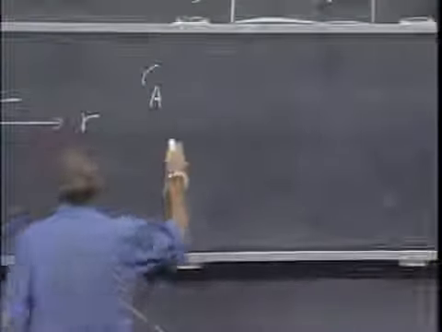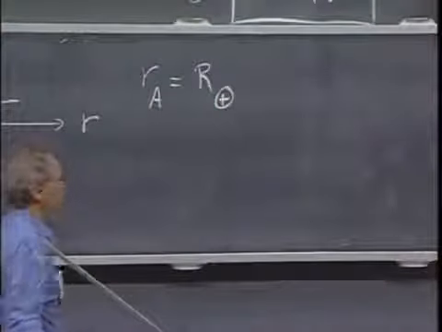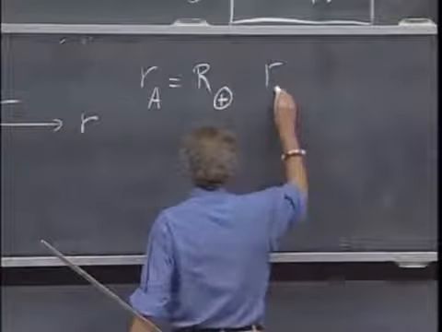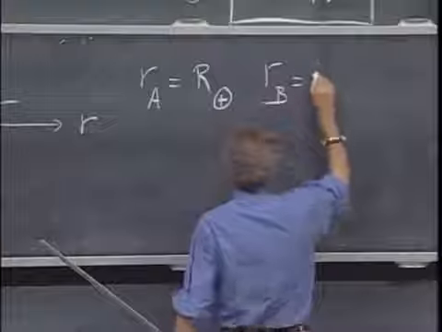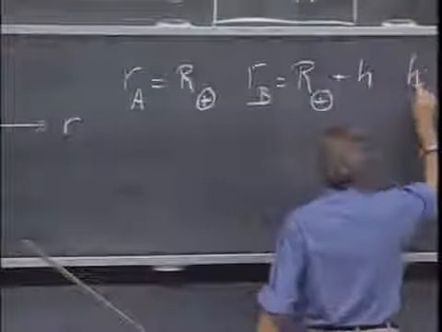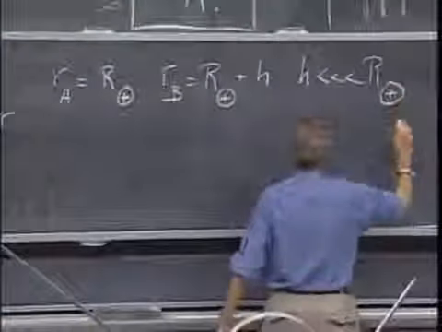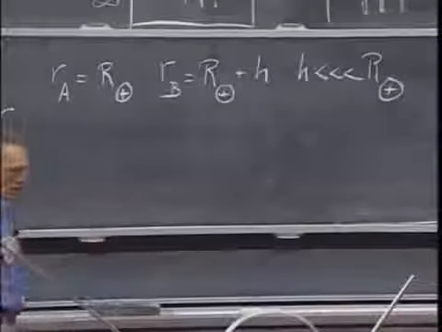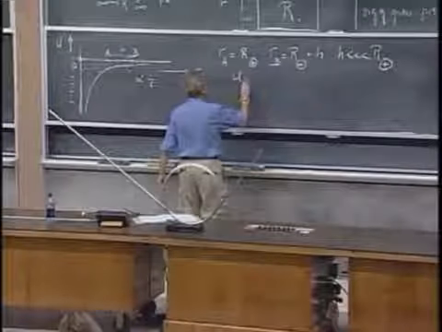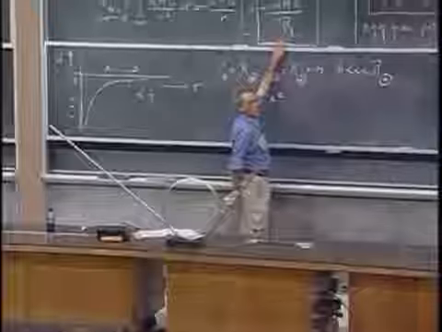say. I start at the surface of the Earth itself, so the radius is the radius of the Earth. And I go to point B, which is a little bit further away from the center of the Earth, only a distance h. And h is way, way smaller than the radius of the Earth. So I can now calculate the difference in potential energy between point B and point A. And I should use this equation.